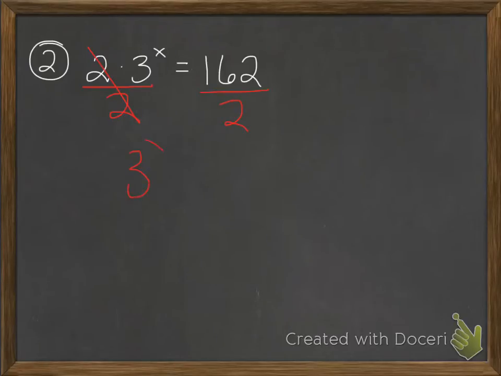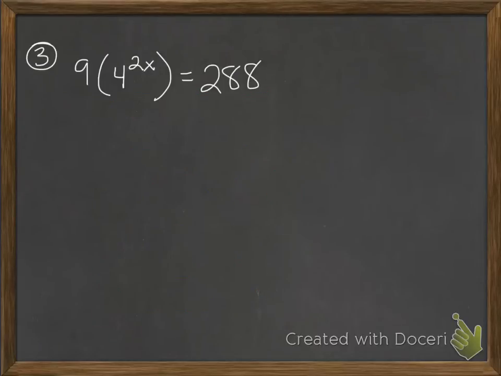So now I have 3 to the x is equal to 81. Well, I know that 81 is the same thing as 3 times itself 4 times. 3 times 3 is 9. 9 times 3 is 27. 27 times 3 is 81. So 3 to the x is now equal to 3 to the fourth. So therefore x equals 4. Complicated yet? No, not really.